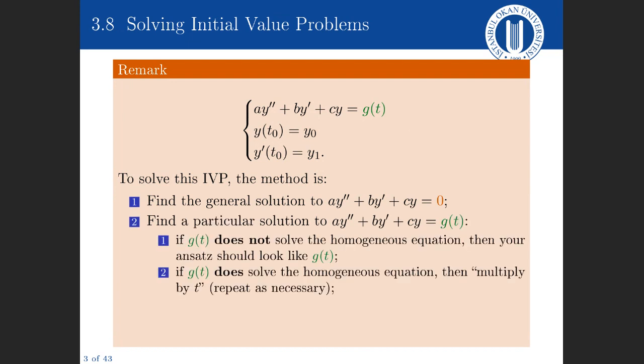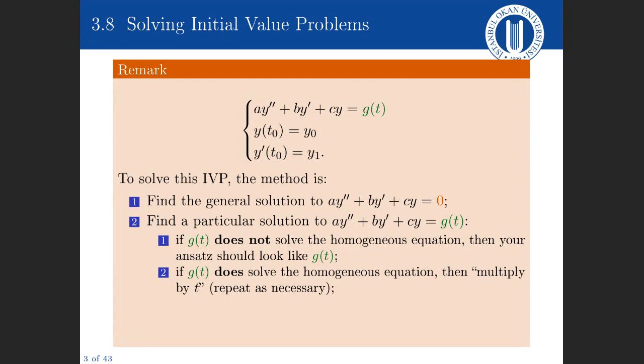Step two, we're going to want to find a particular solution to our differential equation. If the function g does not solve the homogeneous equation, then our ansatz, our mathematical guess, should look like g. If g involves an exponential function, we'd expect our ansatz to include an exponential function. If g includes a polynomial, then we expect our ansatz to include a polynomial, and so on. There's one extra thing to think about.